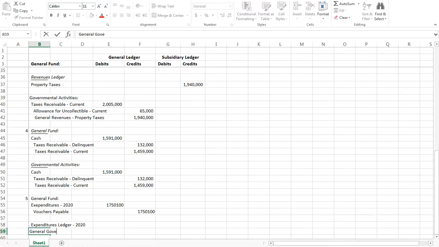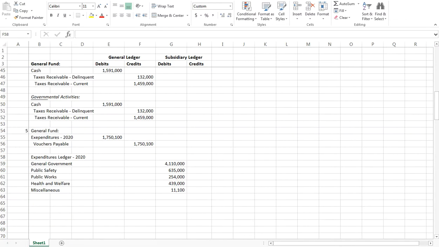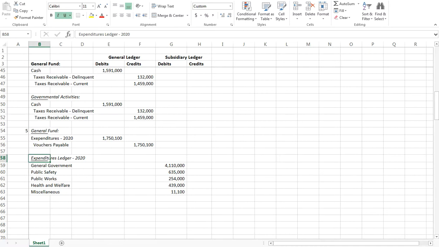And so we've got the general government, and then I'll go ahead and type in the rest of those. Okay, so all I've done is in my expenditure ledger, in my subsidiary of the general fund, I have gone in and entered the detail to support this entry. And then from there, I go into my governmental activities.